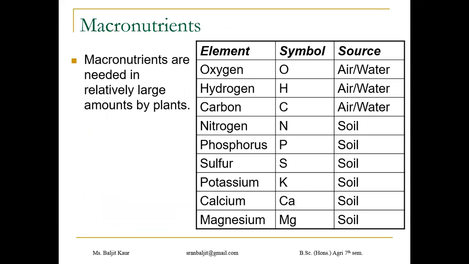So which are those macronutrients? Oxygen, hydrogen, and carbon. These are supplied to plants through air or water, right? Then the macronutrients like nitrogen, phosphorus, sulfur, potassium, calcium, and magnesium. These are the major nutrients which are supplied by soil, and these are required by the plants in large quantities.